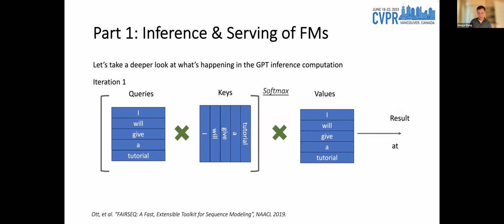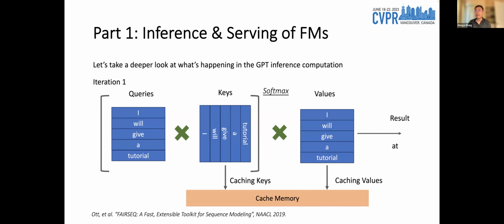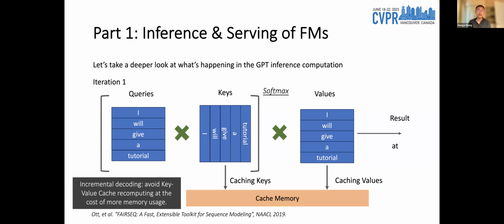Then we can take a closer look into this computation. The keys and the values will be used for generating the next token, so we use them anyway. Why don't we just save them into the GPU memory? It's usually called cache memory, and then we avoid calculating them again, because in the next iteration for decoding the token after the "add" token, we'll just reuse them. So the idea of incremental decoding is that we use more GPU memory to avoid the computation. It's a simple and intuitive idea.